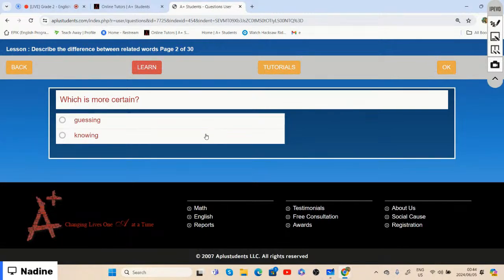Which one is more certain? If you're guessing, is that more certain? Or if you know something, then it's more certain. So you need to say which one is more certain, guessing something or knowing something. Like, without a doubt, I am certain that this is the one.